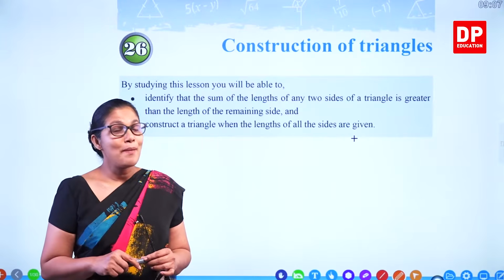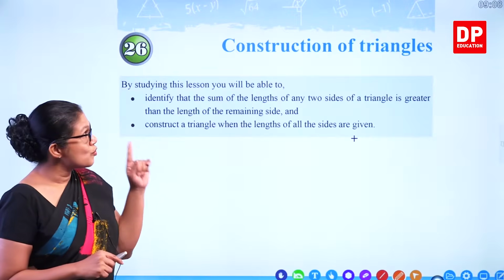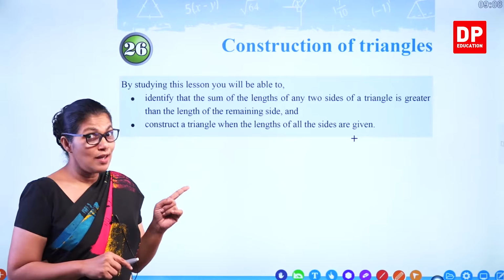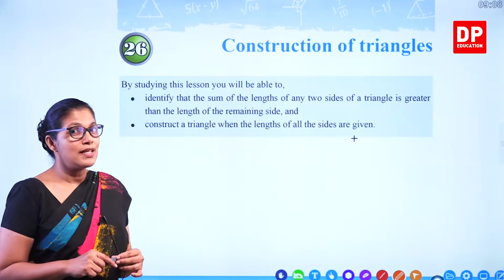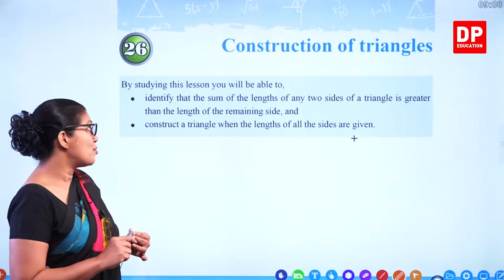Hello children, today I am here to teach you chapter 26 in your textbook, that's construction of triangles. So when you see the word construction, what are the tools you can use? The pair of compasses and the straight edge, the ruler.